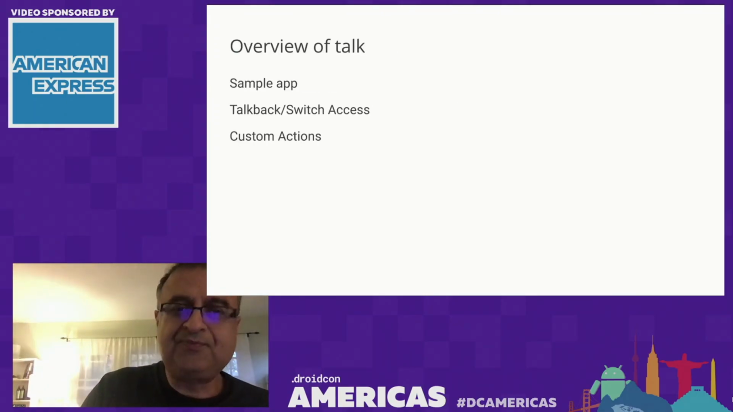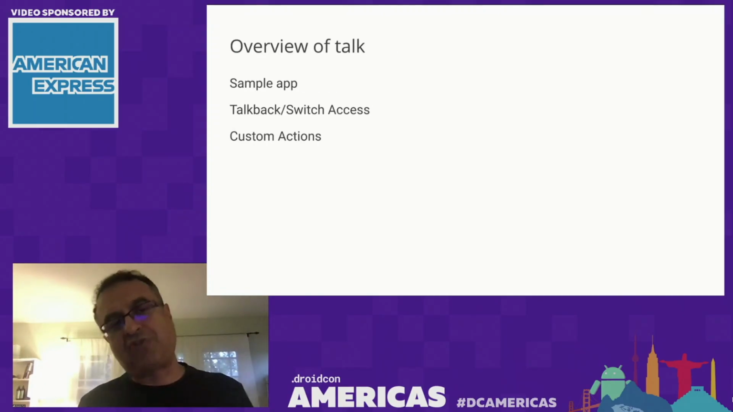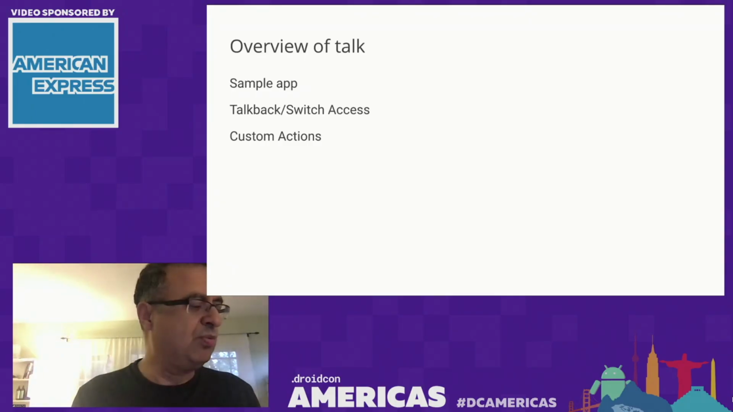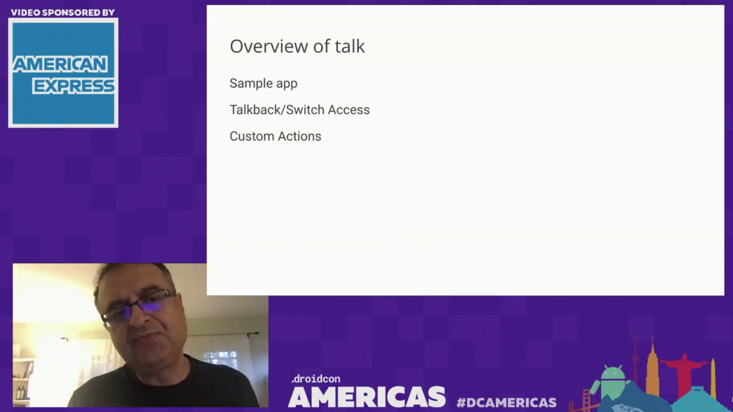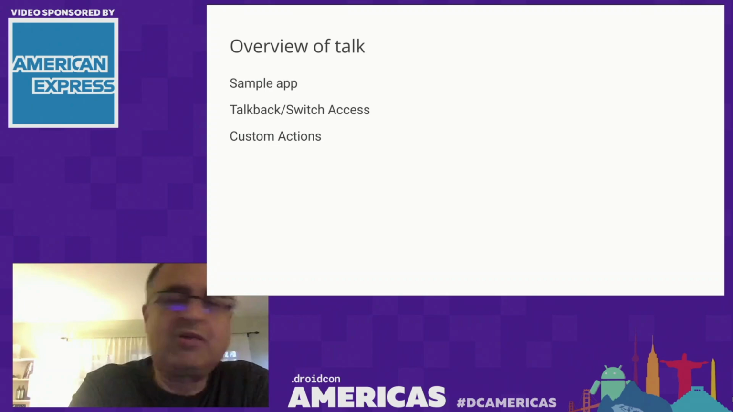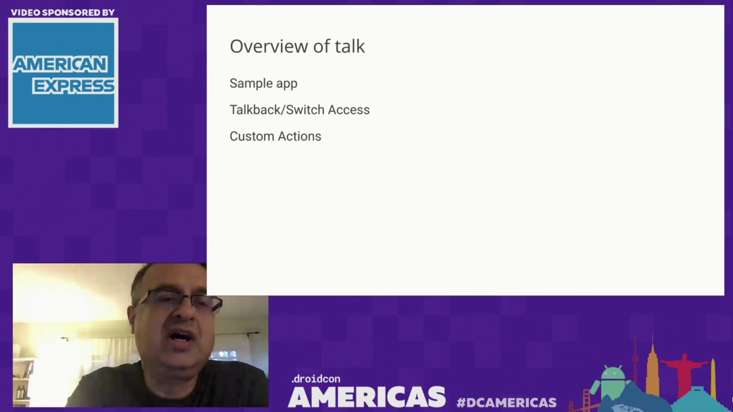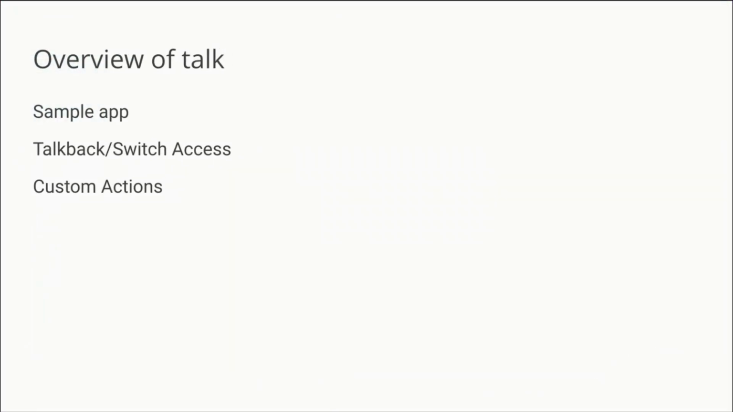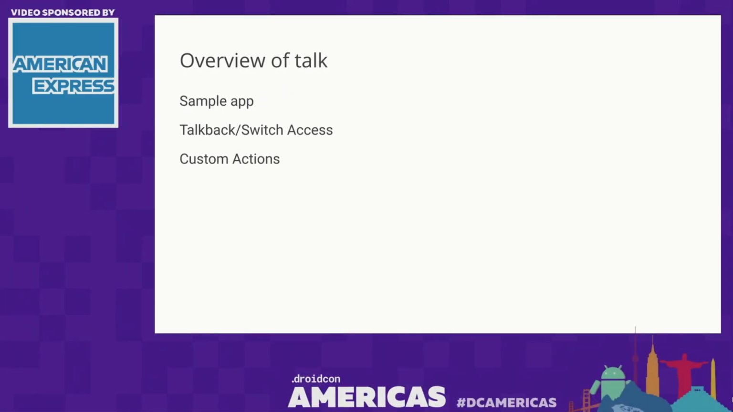Okay, so basically this is the way the talk is structured. I'm going to be working with you on a sample app, and we will try it out in different ways. But most importantly, we'll try it out using accessibility services. For this talk, I'll use two services: TalkBack and Switch Access. And then we will try to use custom actions to provide functionality to the users of these services that they don't automatically get. All of this will become clear, of course, as we do these things.